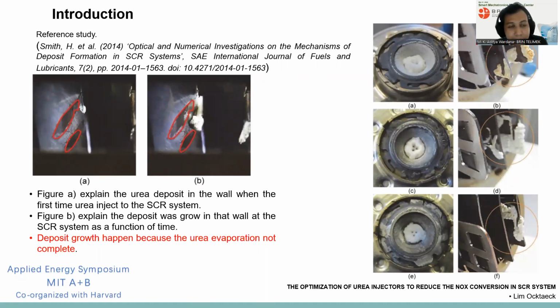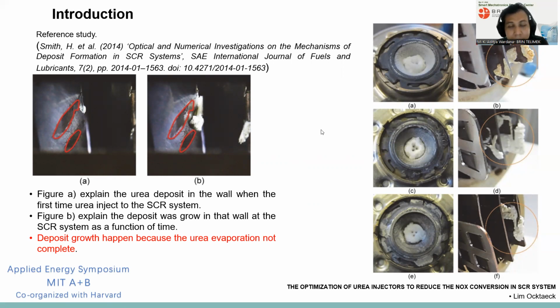Hendrik Schmidt in 2014 explained about the solid deposit in his systems. The solid deposit easily attaches in the system and grows. As you can see in the figure, this is on the wall. So the growth of solid deposit increases over periods of time, and urea also easily becomes solid in the catalyst and also in the urea injector.